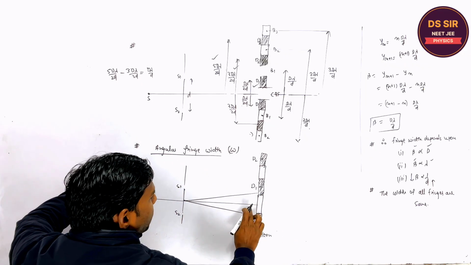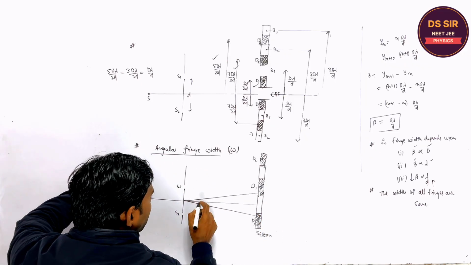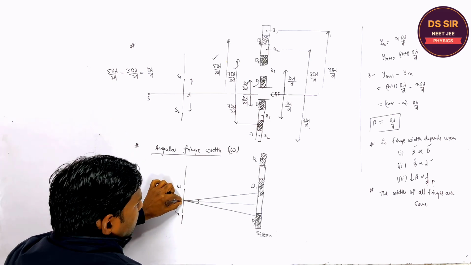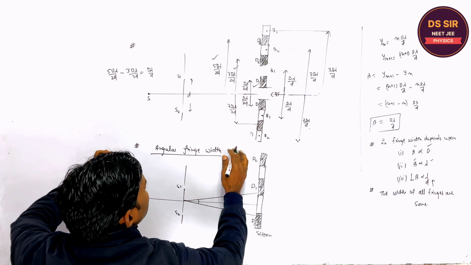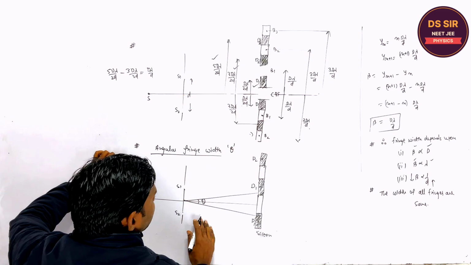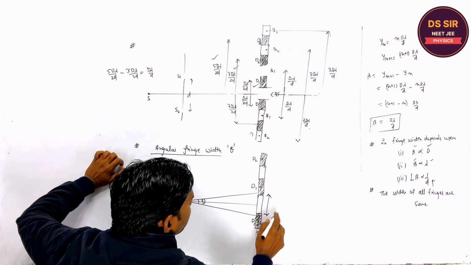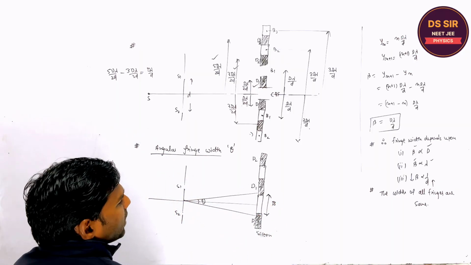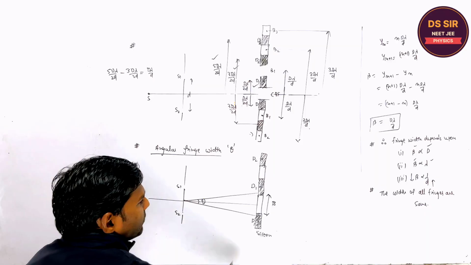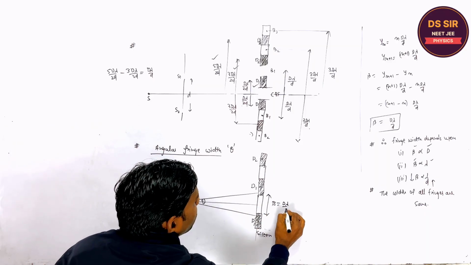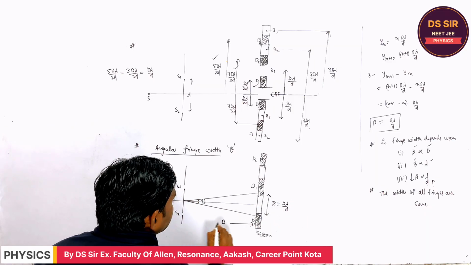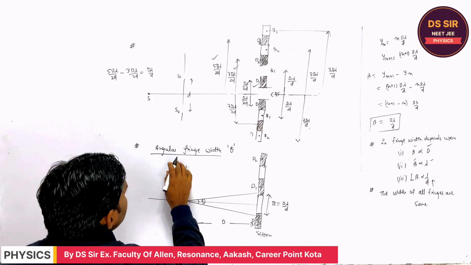Angle subtended by the central bright fringe on the slits, right? This is theta. So what is the fringe width? Say it is beta. Are you getting or not? Beta is equal to D lambda over d, and this is the distance d. Right. What is the angular fringe width?